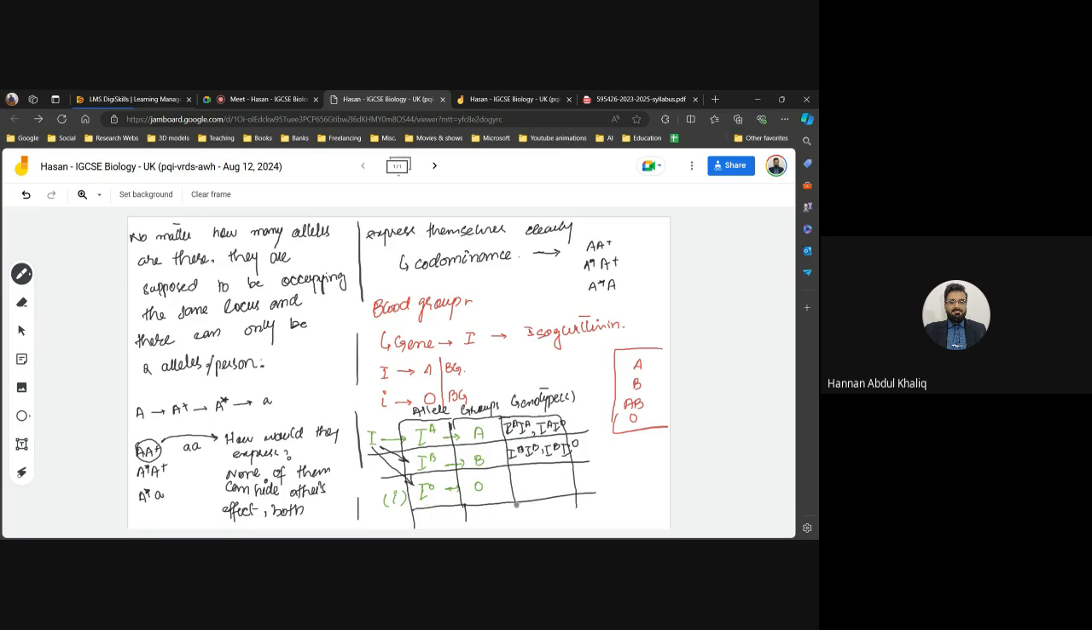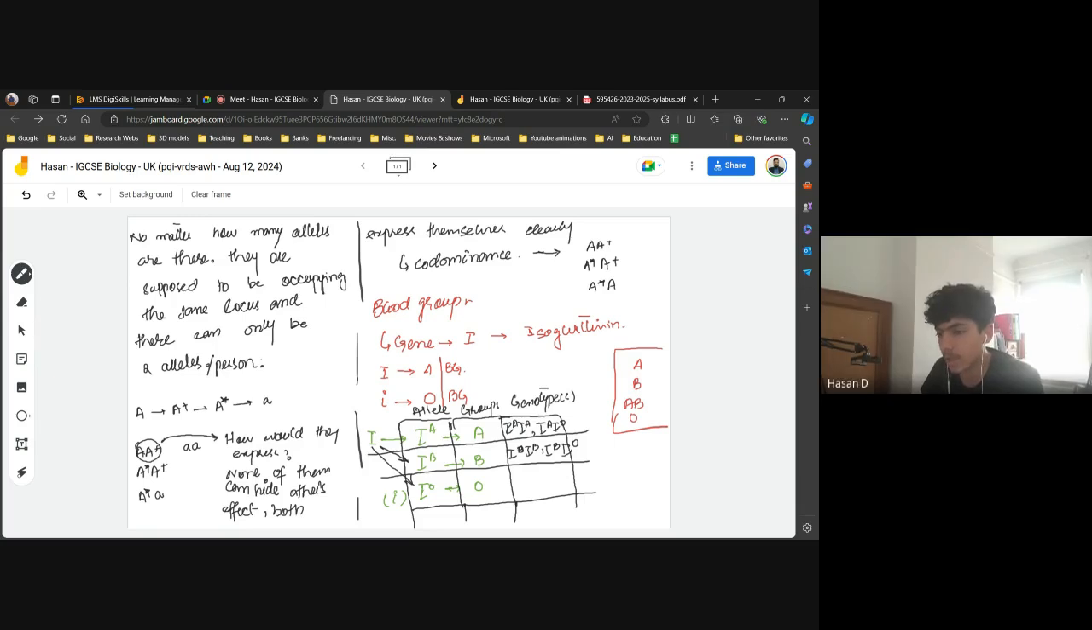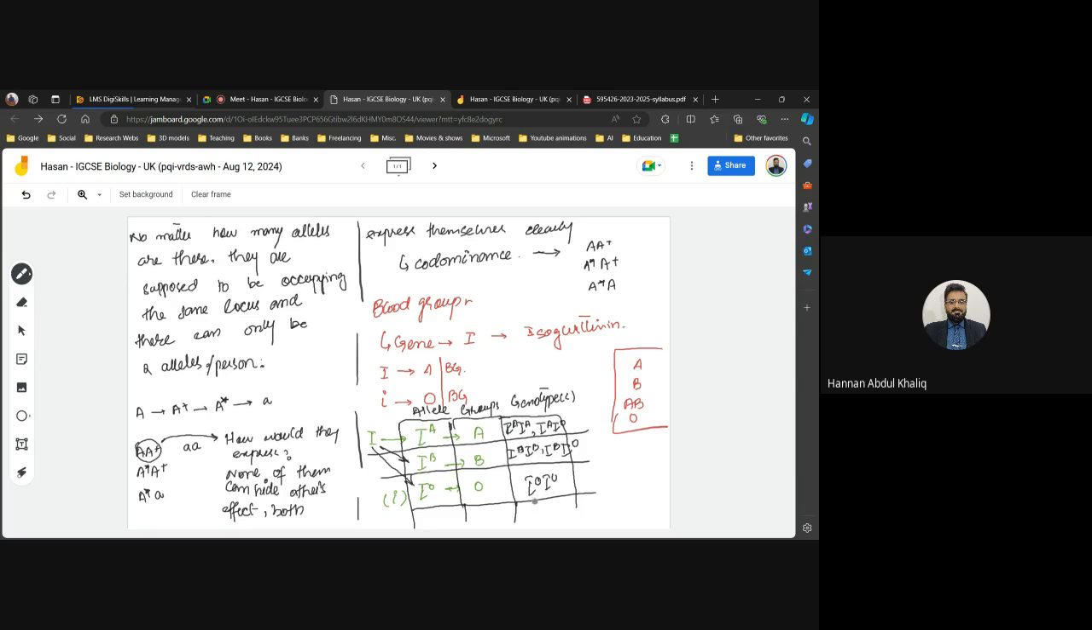For O, what do you think? What should be the genotype? IO, IO only, yes. Very good. The fourth blood group is AB. Now, what genotype is going to be presenting it? Both dominant alleles combined in one body would be coding for the AB blood group.